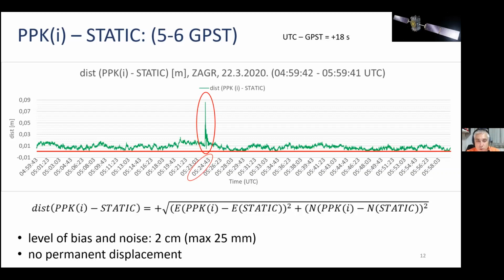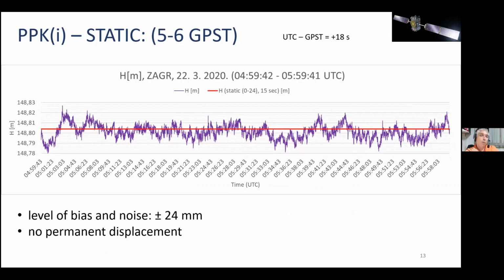And if we consider the results before that time, that epoch, and after, we can see that there were no permanent displacement, meaning that there were some shaking, of course strong shaking, but no permanent displacement. We can see that the level of bias and noise is estimated to 2 centimeters, being maximum of 25 millimeters. What about height?